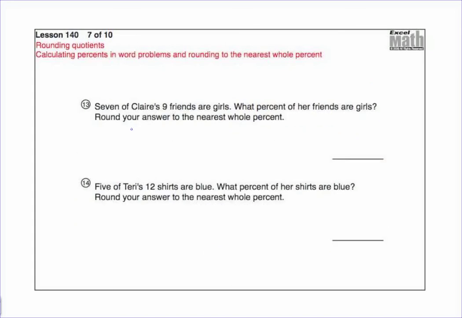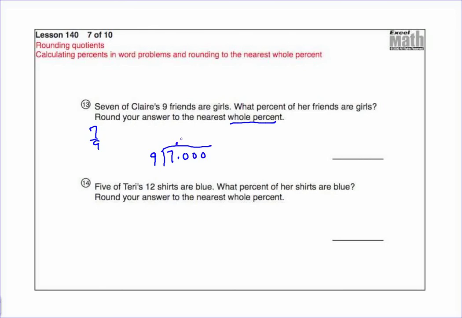All right, let's do this first one together. 7 of Claire's 9 friends are girls. What percent of her friends are girls? Round your answer to the nearest whole percent. Well, 7 out of 9, that 9 is not going to go into 100 or 10 or anything like that. So we're going to do 7.000. We're rounding it to the nearest whole percent, which is the hundredths place. And we're going to divide that by 9.